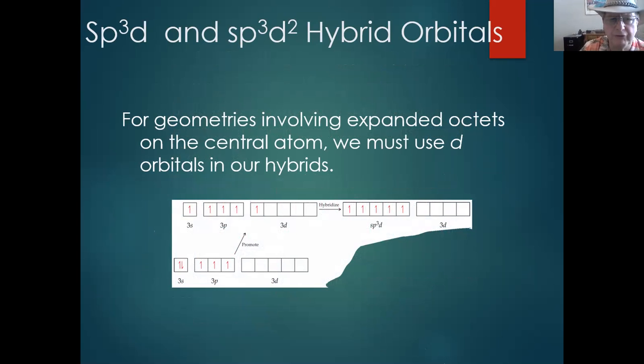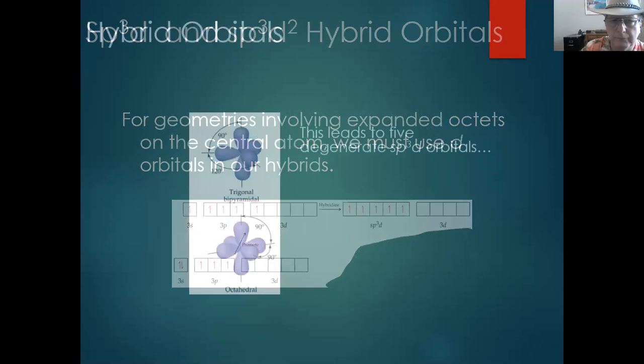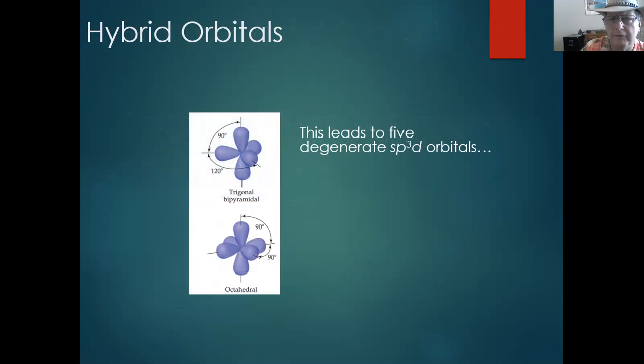So if I'm dealing with something with five electrons, I can promote this up to the D level and make five SP3D orbitals. That leads to a trigonal bipyramid. If I have six degenerate orbitals, that leads to an octahedron shape.